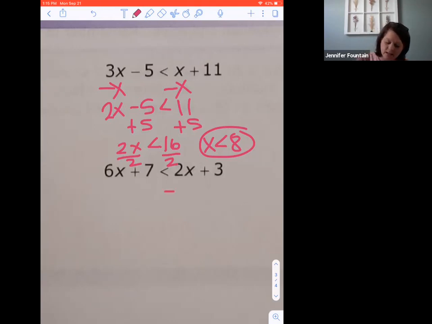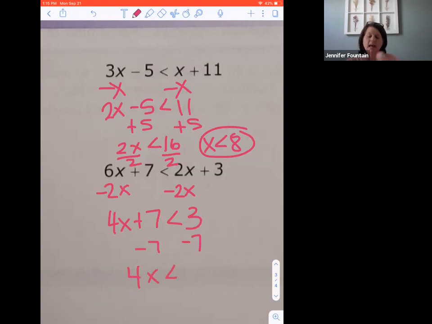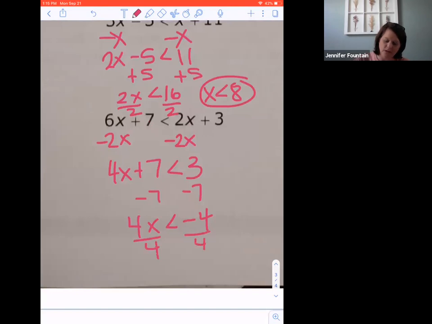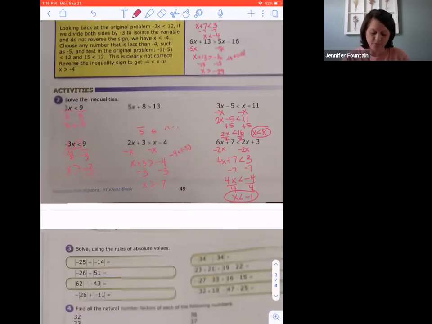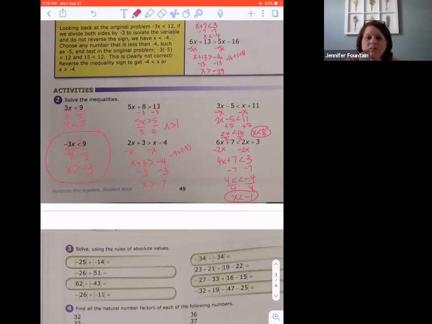Again, I've got to move my variable term to the left, so I do that by subtracting. 6x minus 2x is 4x plus 7 is less than 3. I need to subtract 7 from each side. So 4x is less than, and then 3 minus 7: take the sign of the larger, which is negative, and find the difference, which is 4. Then I divide by 4, and x is less than negative 1. None of these did I have to flip the sign on except for that second one at the bottom of the left-hand column. Any questions on these? Everybody feel okay about them?